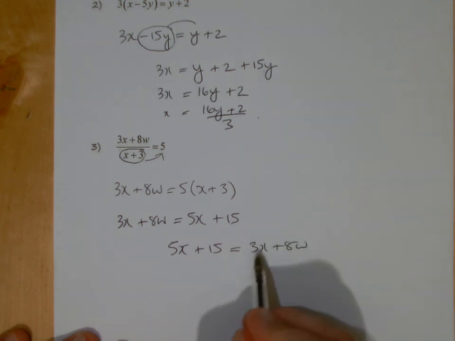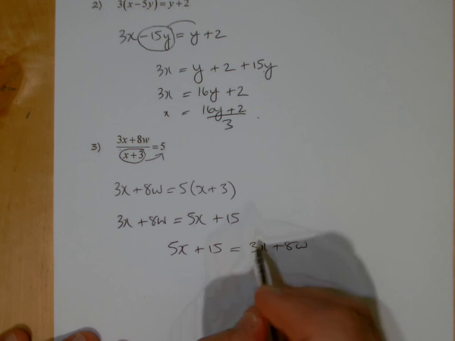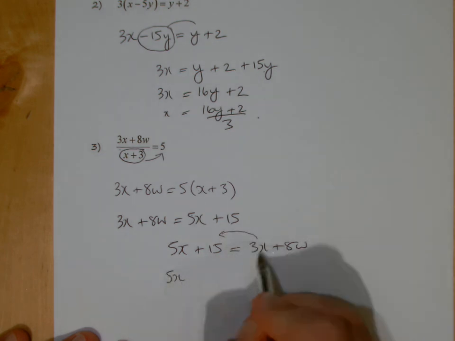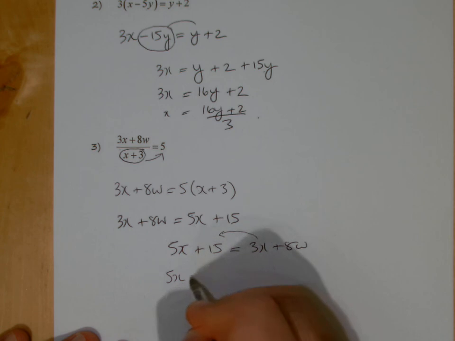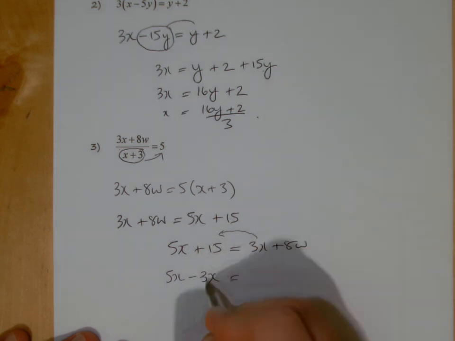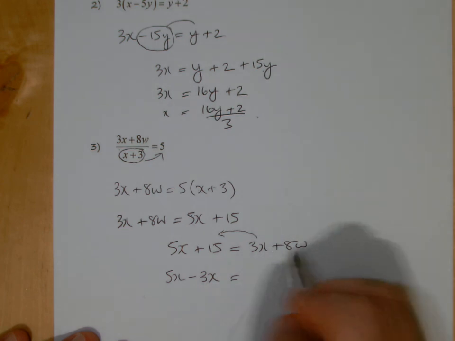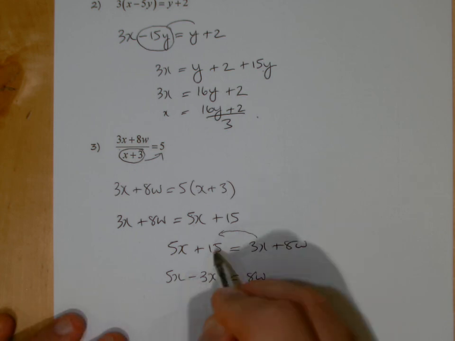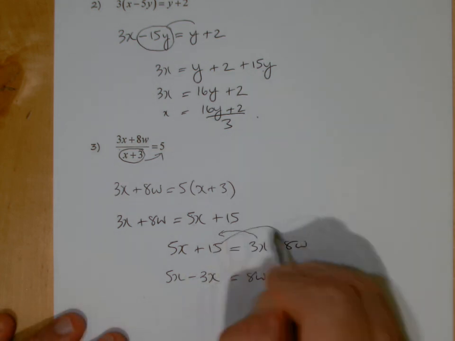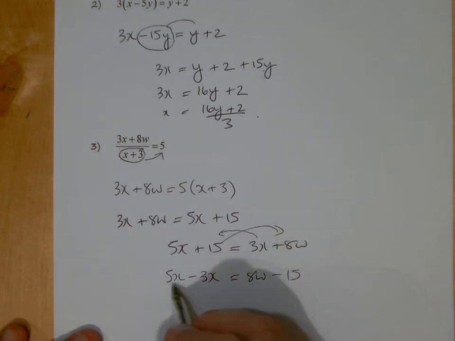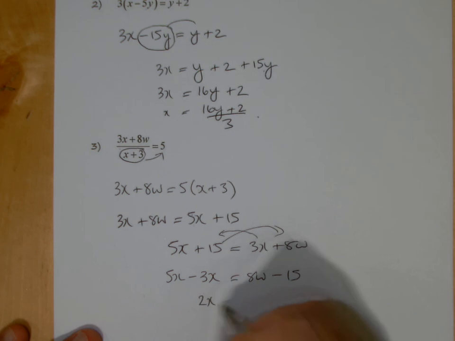Write it the other way round. And then you can take this 3x over to get it together with that 5x. So 5x, when I take that 3x over, it becomes a minus 3x, because it's positive 3x, take it over, it becomes a minus 3x. I've got 8w on this side. For that 15, let's take this over. Let's get the x's on one side and everything else on the other side. So when I take that 15 over, it becomes a minus 15. 5x take away 3x is 2x.